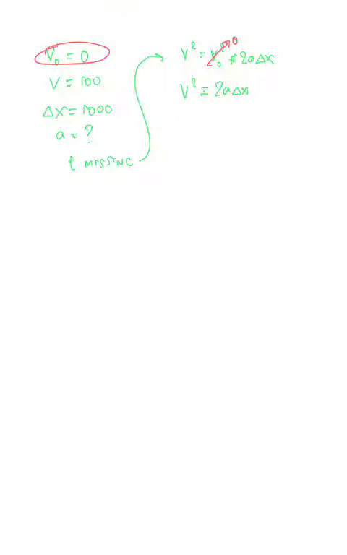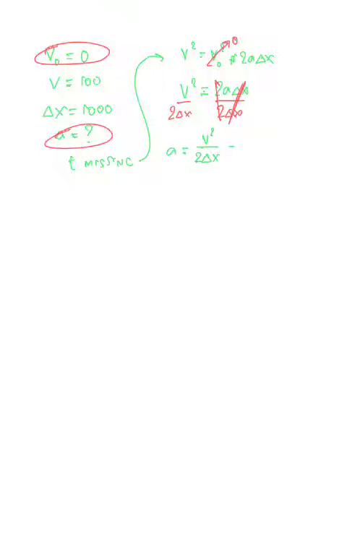Next step is to rearrange the equation before plugging in the variables. So we're trying to get the a by itself. So in this equation, to get the a by itself, we're going to divide both sides by 2 delta x. So the 2's and the delta x's cancel out. So we now have the equation a is equal to v squared over 2 delta x.